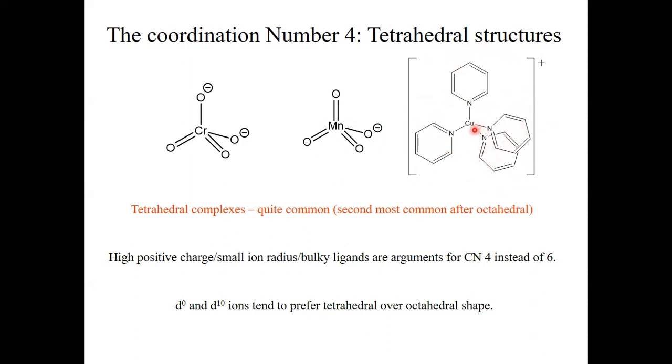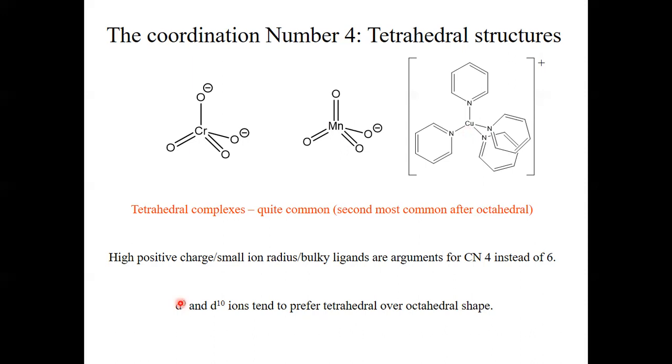ligands. There's also another argument that we can make for why the copper(I) prefers the coordination number 4 over the coordination number 6, which is that it's a d10 ion. Generally d10 and d0 ions prefer, as you have already seen from the previous examples, relatively low coordination numbers. So they also prefer the relatively low coordination number 4 over the coordination number 6.